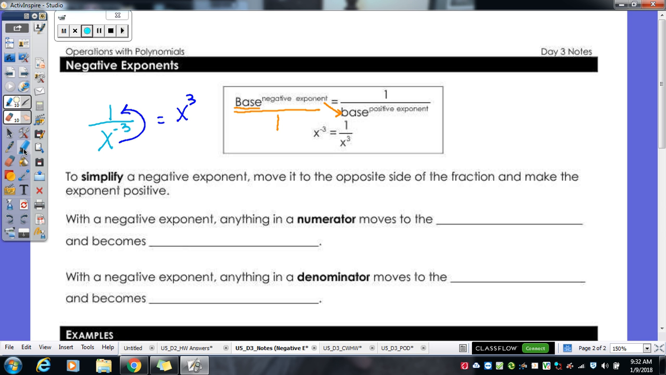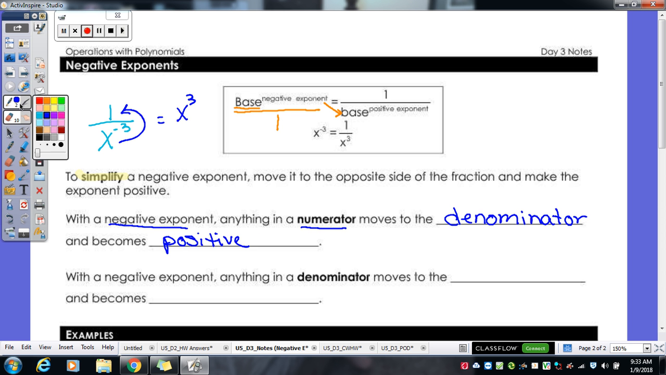So then I have here, to simplify a negative exponent, you have to move it to the opposite side of the fraction and make the exponent positive. So that means top goes to bottom, bottom goes to top. So with a negative exponent, anything in a numerator moves to the denominator. And it becomes positive. So my example for that would be y to the negative 7 becomes 1 over y to the positive 7. So my y to the negative 7 was in my numerator, because remember it's over a 1, so I moved it down to the denominator and it became positive.